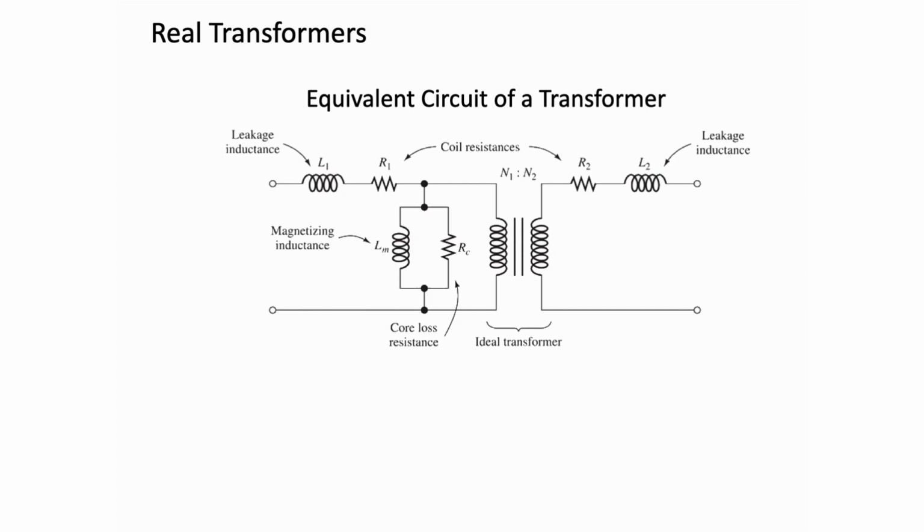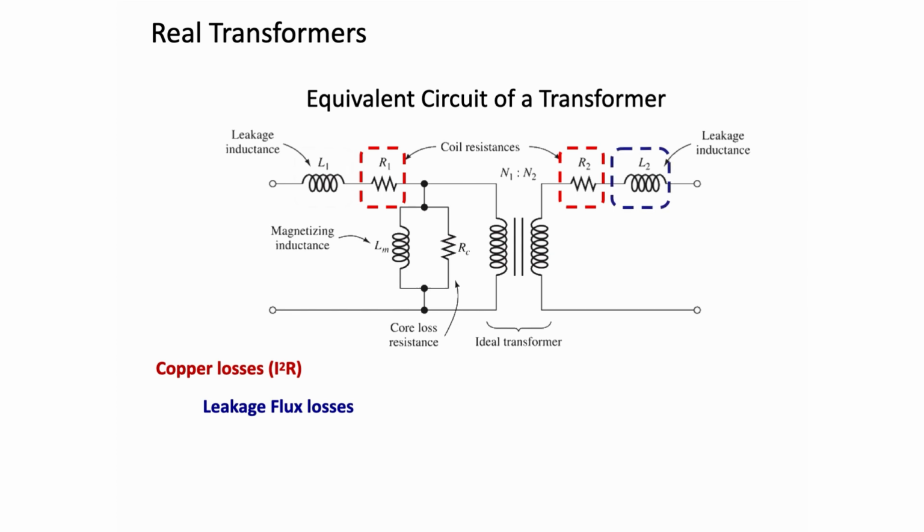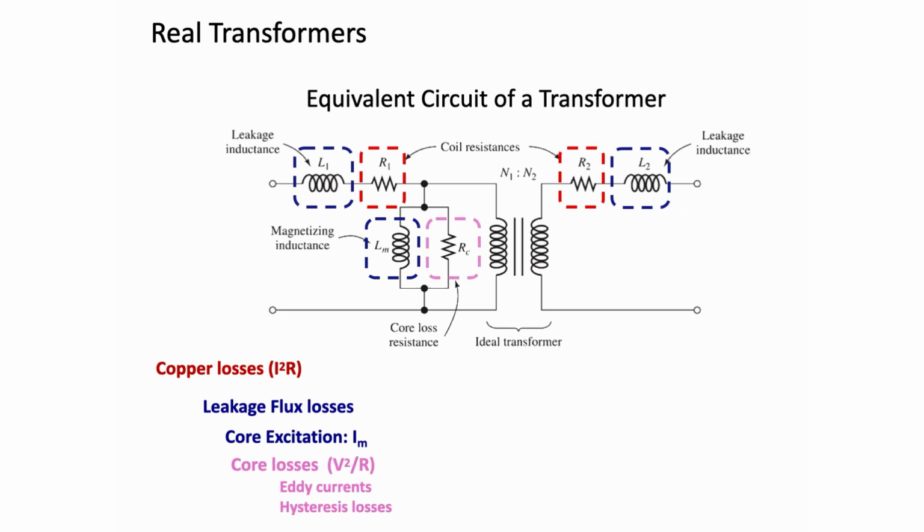The copper losses, or resistive losses in the primary and secondary windings of the core, are represented in the equivalent circuit by R1 and R2. The primary and secondary leakage flux are represented in the equivalent circuit by L1 and L2. The core excitation is modeled by Lm, and the core eddy current and hysteresis losses are modeled by Rc.